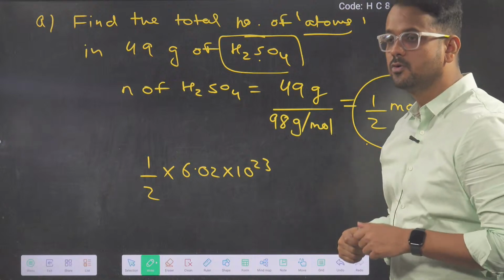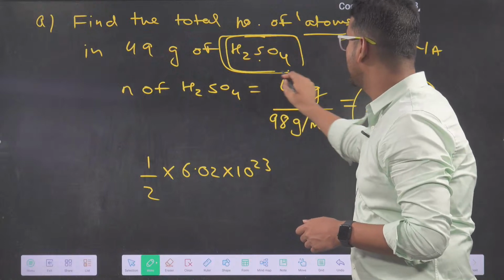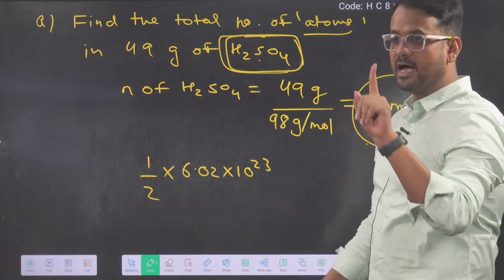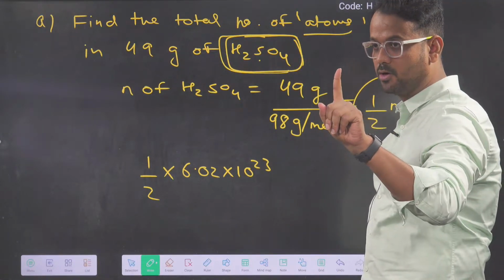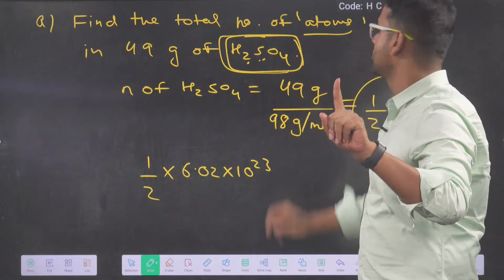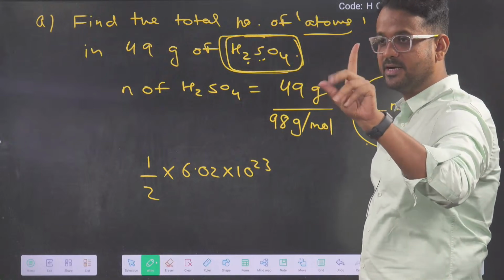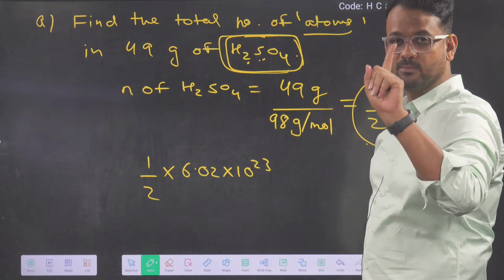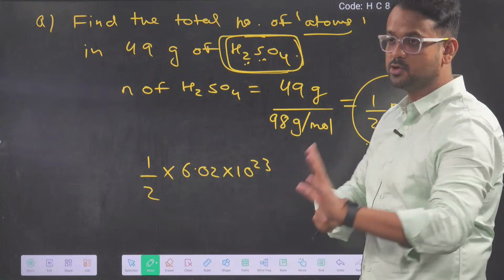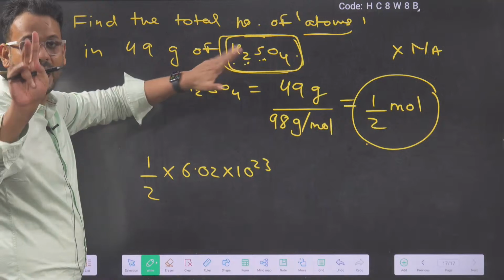So what do we do? When a molecule is given, see, if I have one sulfuric acid molecule, then how many atoms are there? One sulfuric acid molecule has 2 hydrogen, 1 sulfur, 4 oxygen, that is 7. This is called atomicity: the number of atoms present in one molecule. So one sulfuric acid molecule has 7 atoms.